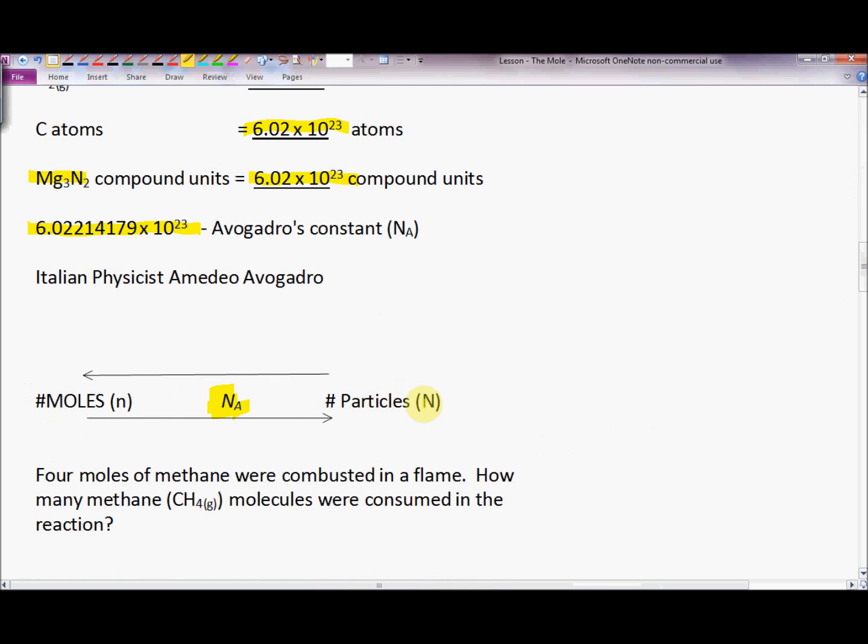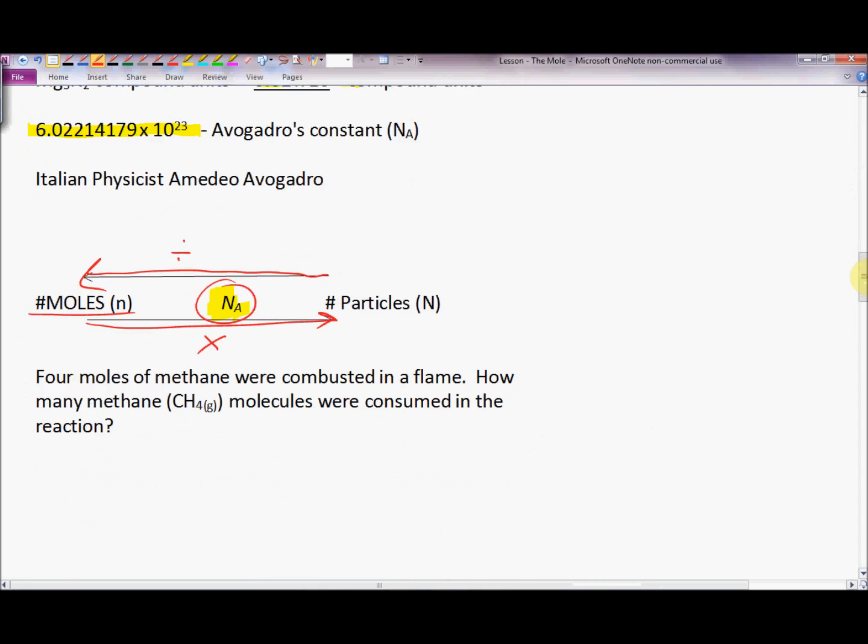So if we're going from number of particles to number of moles this way, then we're going to be dividing by Avogadro's constant. If we've got an amount of material in moles, then we're going to be going this way. We're going to be multiplying by Avogadro's constant in order to get to the number of particles. If you're not sure what I'm talking about exactly, let's take a look at this example here.